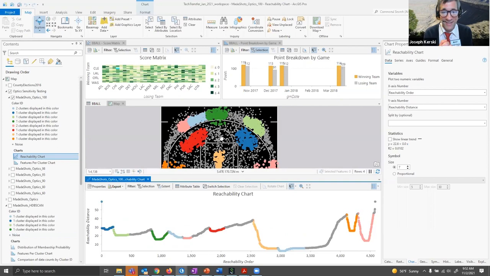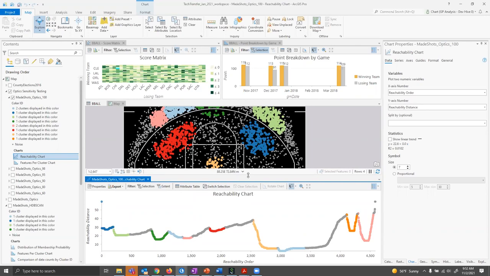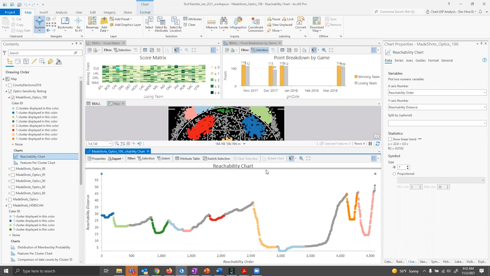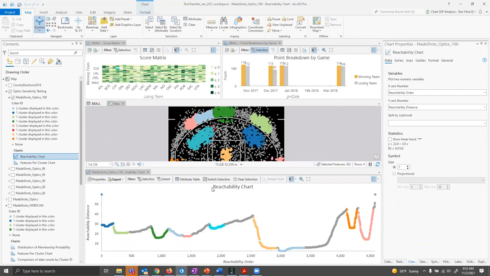And for our basketball fan, here's an example of an analysis where it's density-based clustering of made shots. I think these are Steph Curry's made shots. And the scatter plot here helps us interpret that analysis result, looking at how these clusters are formed based on their reachability distance. So again, I'm not really going into how this works, but it's a neat example of this chart being created automatically when you make a density-based clustering analysis.